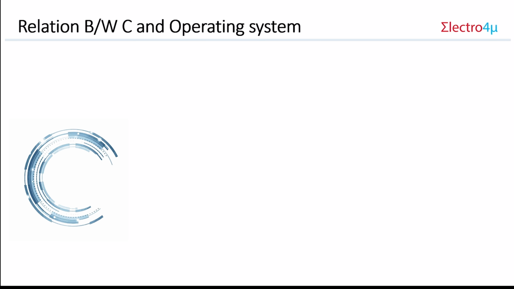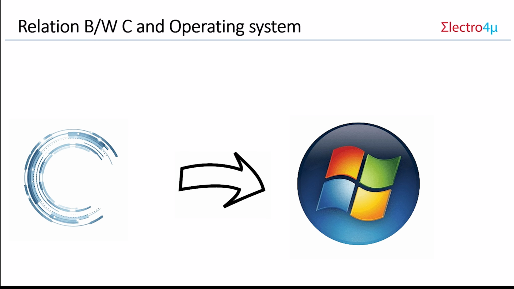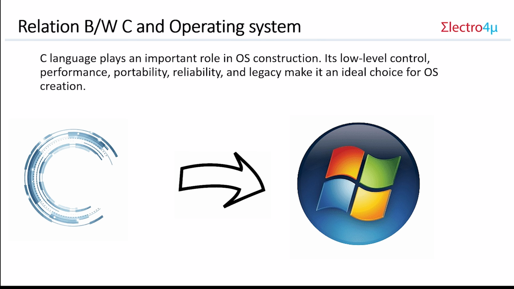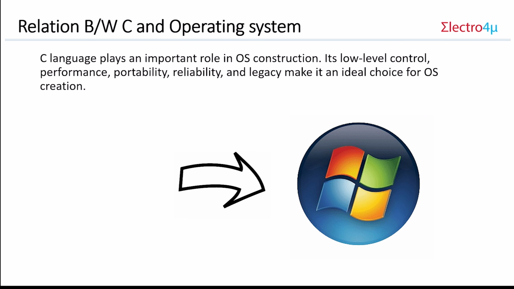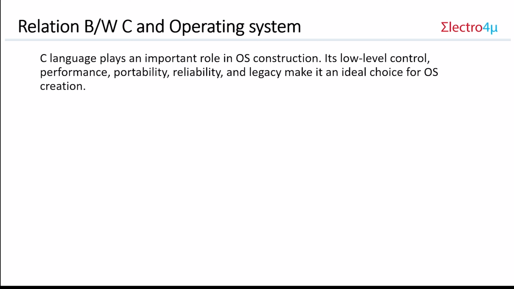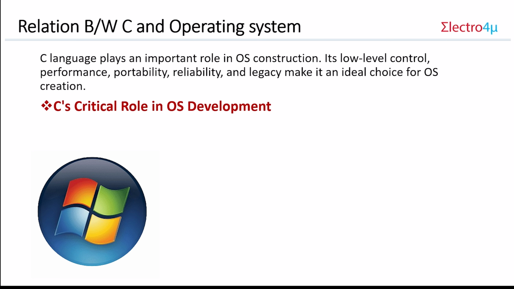Relation between C and operating system, OS. C language plays an important role in OS construction. Its low-level control, performance, portability, reliability, and legacy make it an ideal choice for OS creation. C's critical role in OS development.